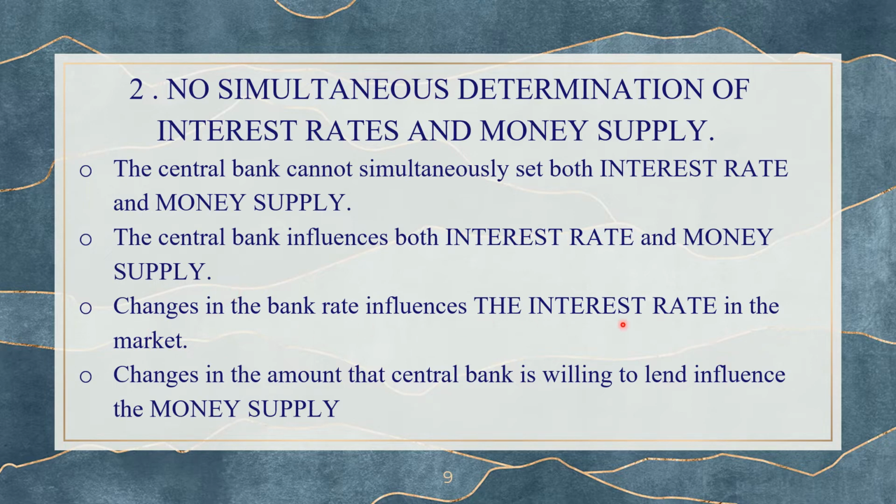Changes in bank rate influence the interest rate in the market. Very simple. If the bank rate changes, the other interest rates prevalent in the money market will change automatically. This goes higher, this goes higher, right? Now, changes in the amount that the central bank is willing to lend influence the money supply. How much is the central bank willing to lend, right? That will affect the money supply. If it is willing to lend a higher amount, money supply will be higher in the market. People will have more money in their hands. If the central bank is not willing to lend more cash, people will not have more cash in their hands.